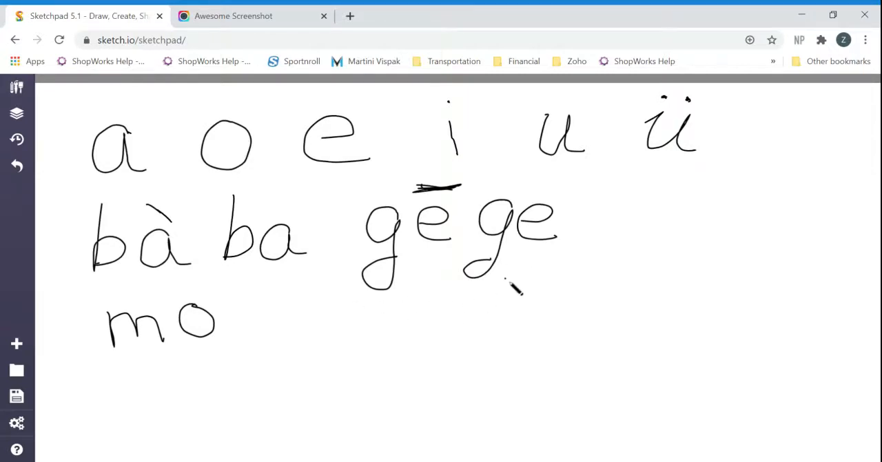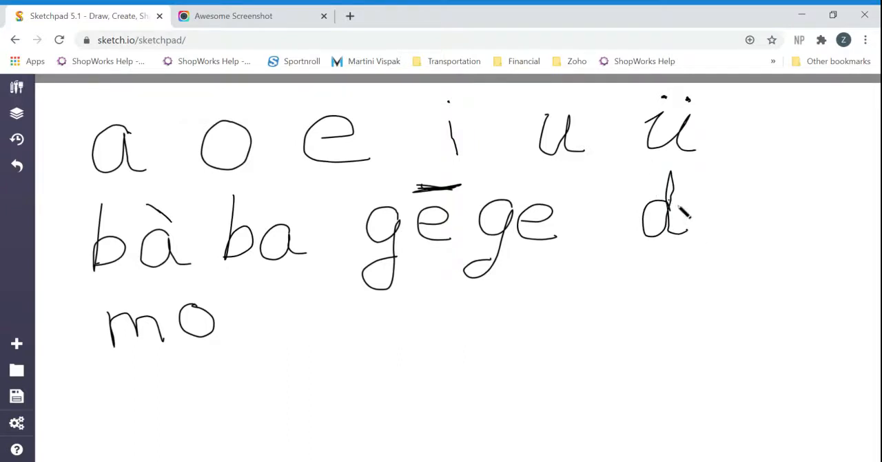Again, the second word is a light tone, so it doesn't have really a very strong, you don't pronounce it very hard. You just go along with the first word. Ge, ge. That means brother, older brother. With this e as a final, we can make another word with another initial like d.